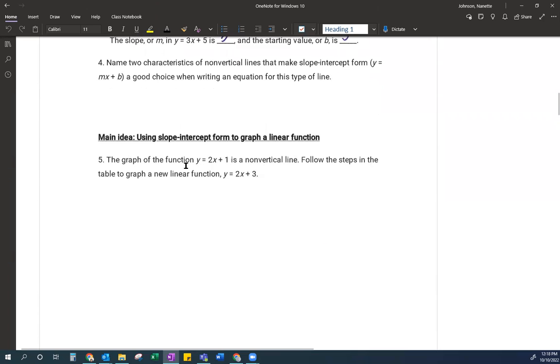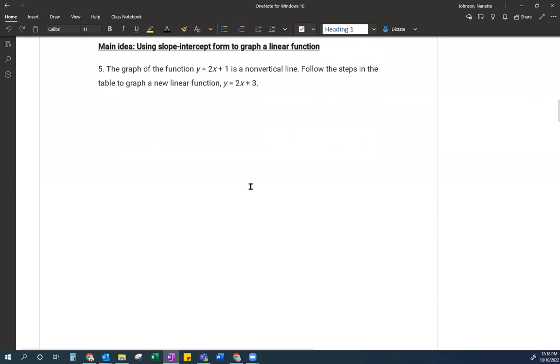Okay, so whenever we talk about this equation, this is my favorite way to graph a line. I can graph lines on all the other forms that there are, and yes, there are other forms, but this one's my favorite because it's the most straightforward. Okay, so it says the graph of the function y equals 2x plus 1 is a non-vertical line. Vertical means up and down, right? This is a vertical line right here. Okay, follow the steps in the table to graph a new linear function, y equals 2x plus 3.